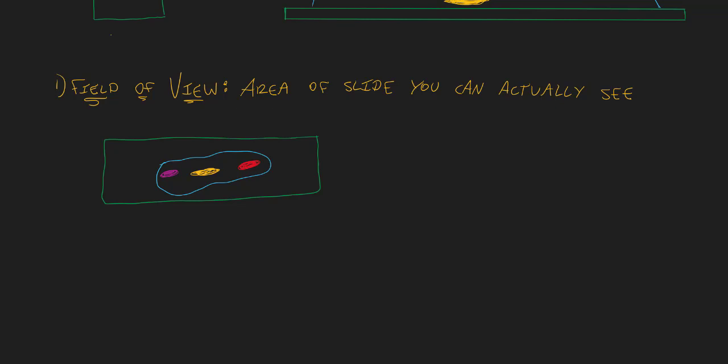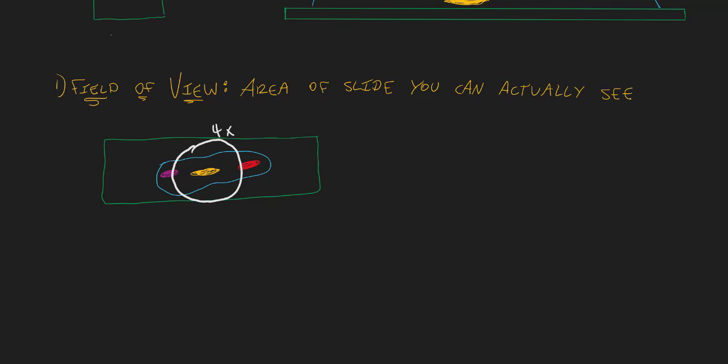If we were using our lowest magnification, which would be our 4x lens, and we looked through the eyepiece of our microscope, what we would see through that circular eyepiece is a circular image that includes about that much of the slide. That's how much of the slide we could actually see if we were using the 4x objective lens.